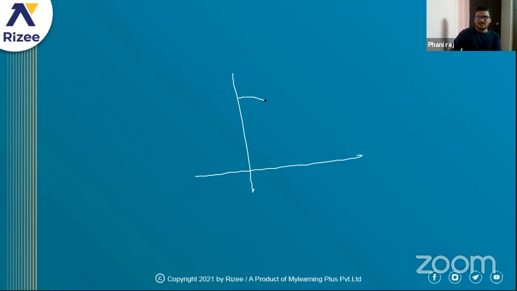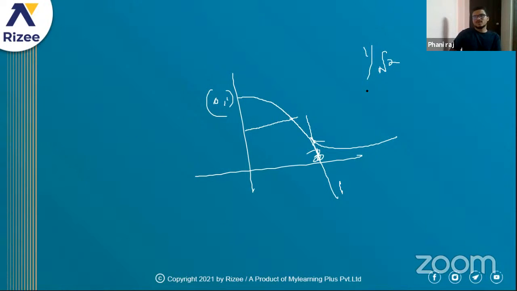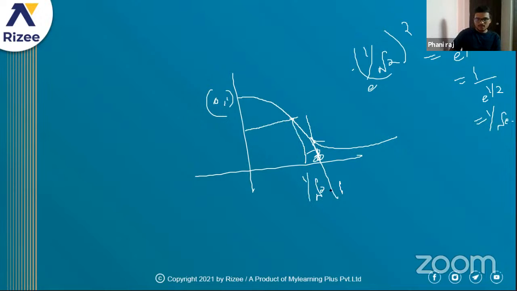So e power minus x square is a decreasing function. Suppose its graph is like this: at x equal to 0, it's 1. You do not know where it becomes 0, or else it will never become 0. In fact, it will go something like this. It is a decreasing function. Let's stop it at 1. Now at x equal to 1 by root 2, what is the value of y? If you put e power minus (1 by root 2) whole square, it's e power minus half, that is 1 by e power half, that is 1 by root e. So at x equal to 1 by root 2, its value is 1 by root e.